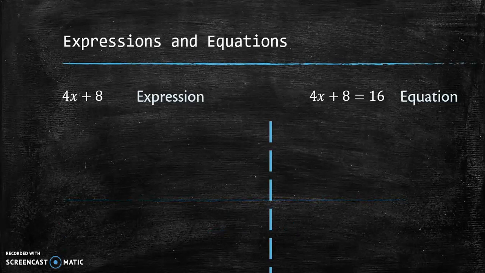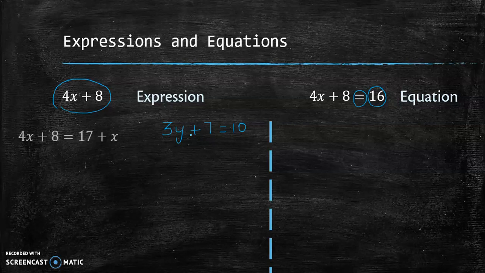First, let us see the difference between expressions and equations. Previous videos we have seen what is an expression. So 4x plus 8 is an expression. When we add an equal sign and give a number to it, it becomes an equation. For example, 3y plus 7 is an expression. When we write 3y plus 7 equal to 10, it becomes an equation. So I hope you have understood the difference between expressions and equations.